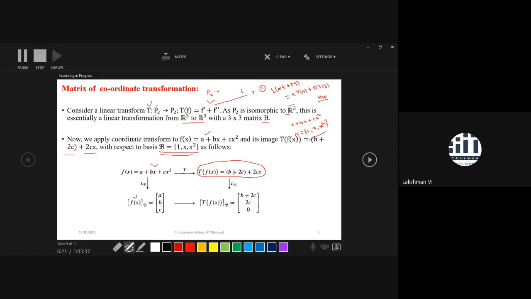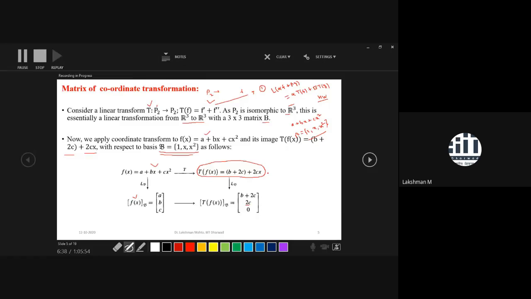So what is this constant part? It is the coefficient of 1. The coefficient of 1 will come first. So the coefficient of 1 is b plus 2c. And what is the coefficient of x? The coefficient of x is 2c. So 2c is coming here.